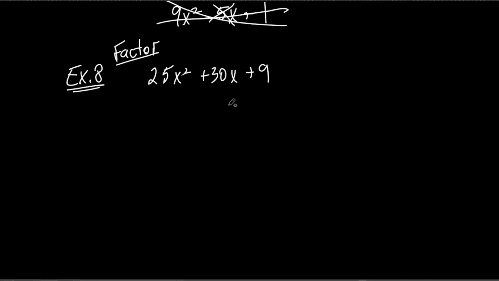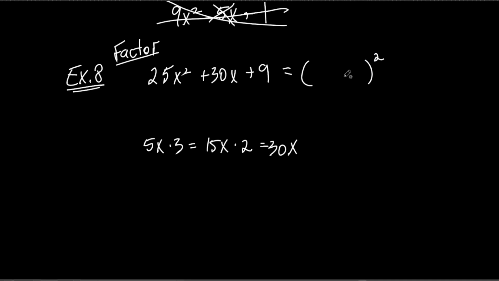So it's possibly a perfect square. Let's see if it is for sure. What's being squared to give you this? 5x. What's being squared to give you this one? 3. So what is that? That's 15x. Then we do what to it? Double it, right? And that's 30x. Is that the middle one? Yes, it is. So is this a perfect square? Absolutely. Now it's super easy to factor, isn't it?